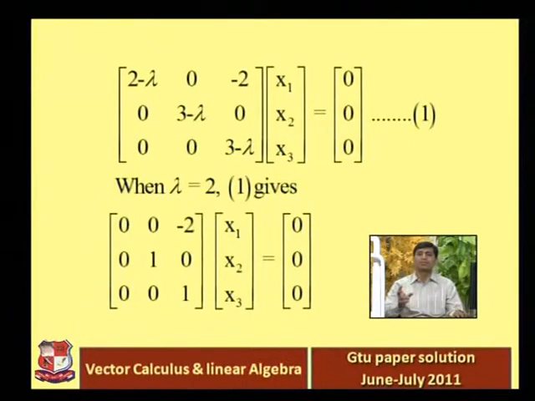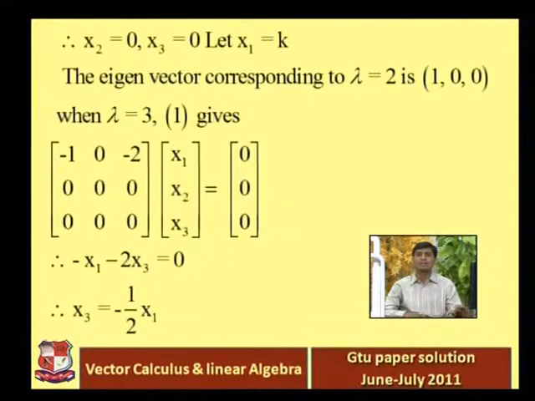So you will get it easily. This example is actually same as the previous example, right? There is no difference. The method is same. So you can solve easily. x2 is equal to 0, x3 is equal to 0 and let x1 is equal to k. So the eigenvector corresponding to lambda is equal to 2 is 1 0 0.